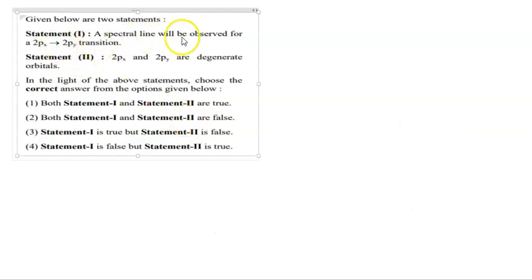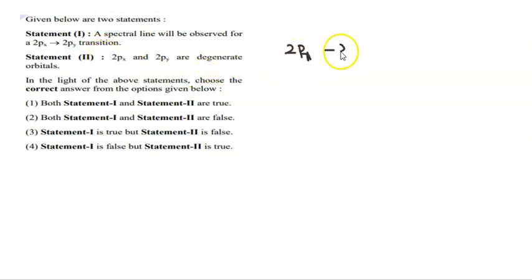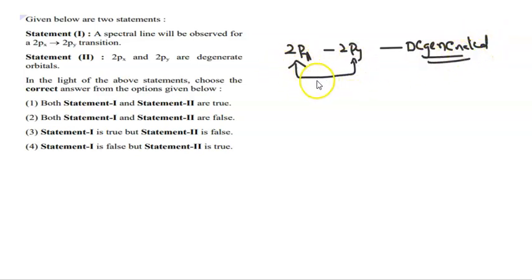Statement 1: spectral line will be observed for the 2px to 2py transition. It is from atomic structure. Both 2px and 2py are degenerate orbitals for any atom, for hydrogen or hydrogen-like species. In between two degenerate levels, there is no transition. If there is no transition, no spectral line is formed. But here it is given that a spectral line is observed, so it is a wrong one.